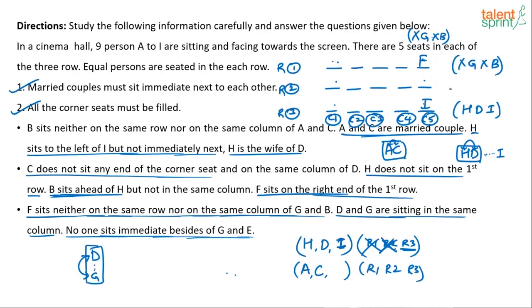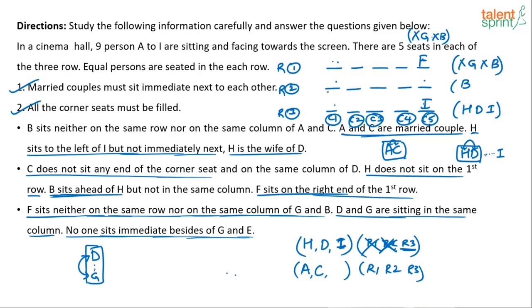Yeah, so if you observe now, we know that H, D and I will be taking row number 3. I can also conclude that B will be taking row number 2. Because we know that B cannot come in row number 1. It can come in row number 2 or row number 3. But row number 3 has no position for B since 3 persons are already marked there. So B should be coming in row number 2.